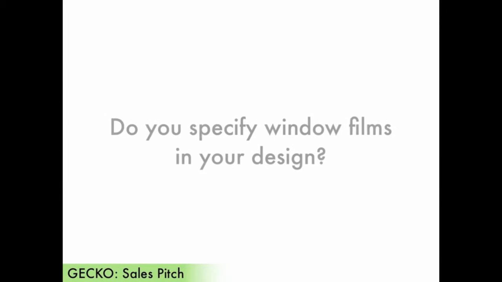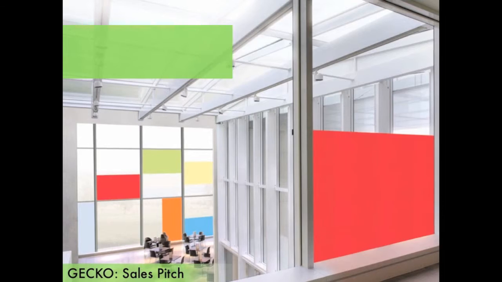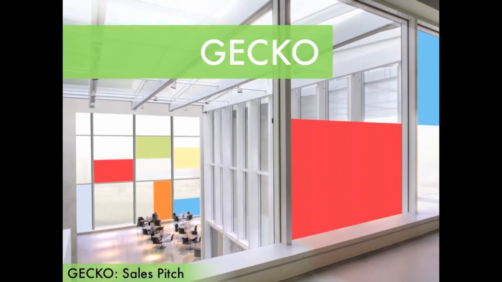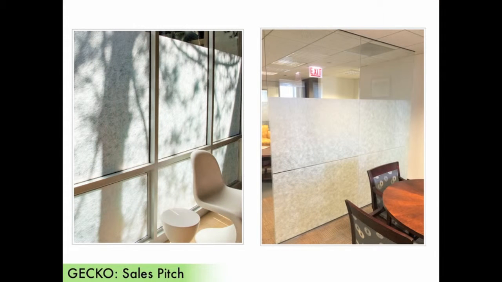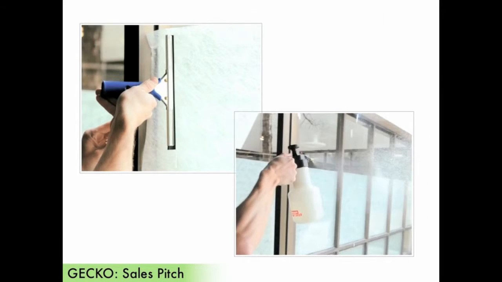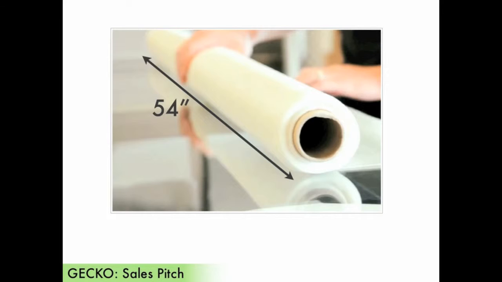Do you specify window films in your design? Gecko is our window textile, a high-end treatment for glass. Gecko is a great solution for both exterior-facing windows and interior glass like conference rooms. It is easy to install. You just need a squeegee and water. Gecko comes in a 54-inch wide roll like a textile, and minimum purchase is only 1 linear foot.